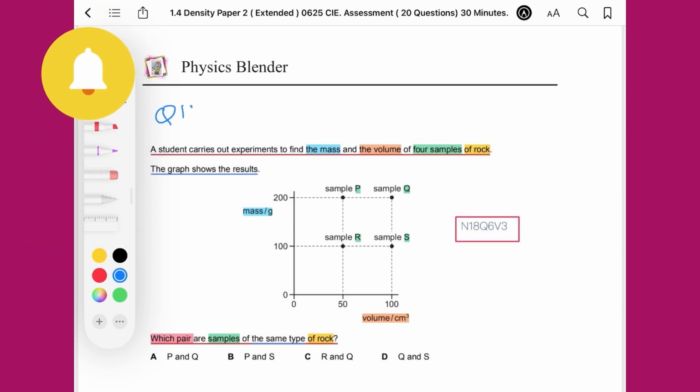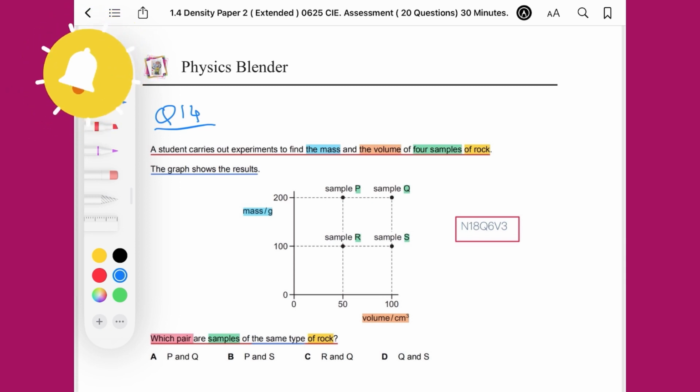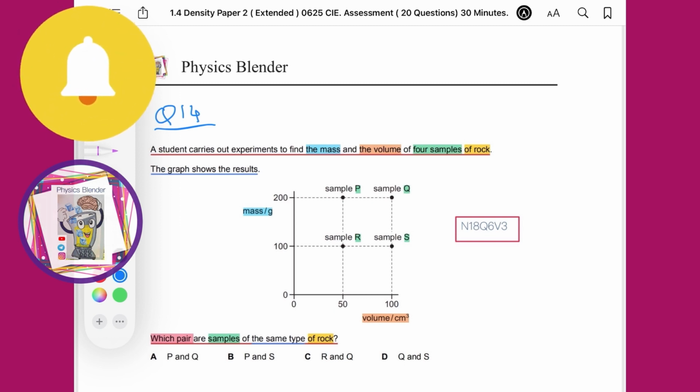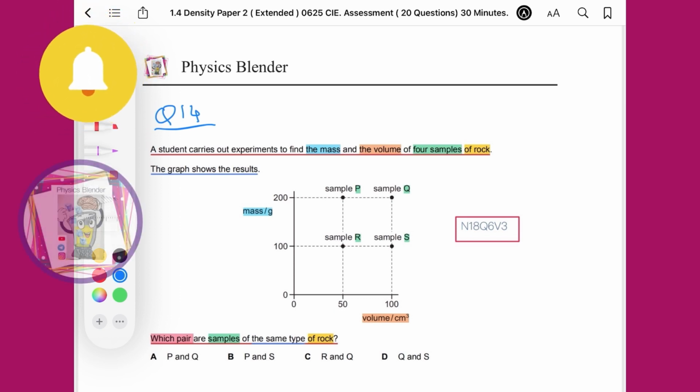Question 14. We have a student who carries out an experiment to find the mass and volume of 4 samples of rock, different samples. Which pair are samples of the same density or same type of rock? Same type means same density.